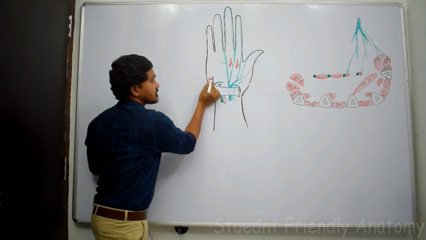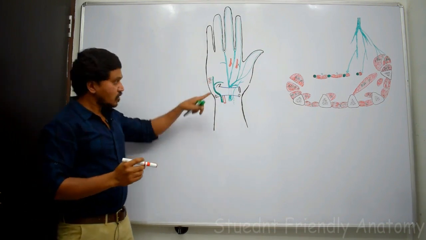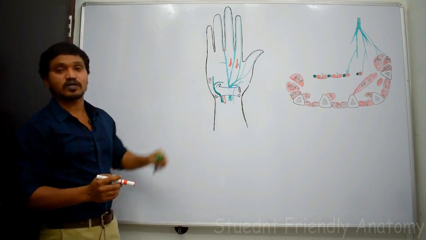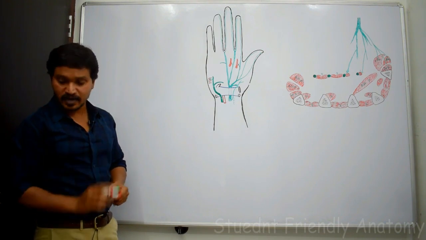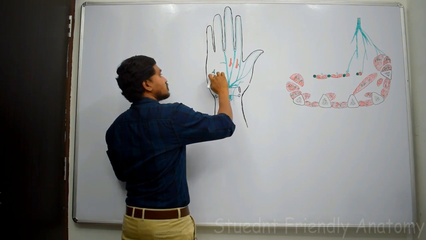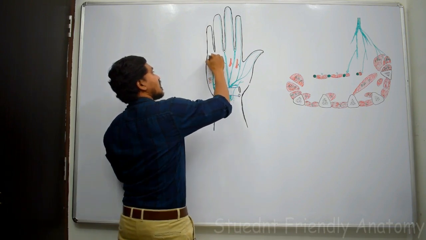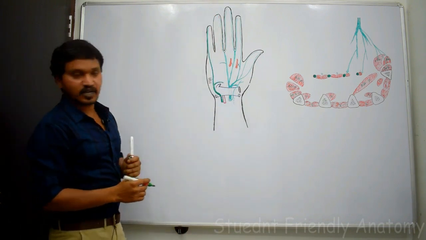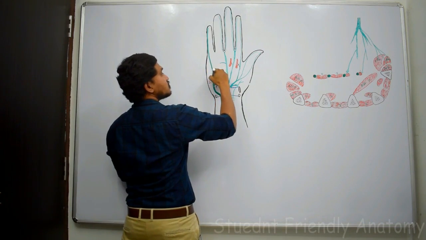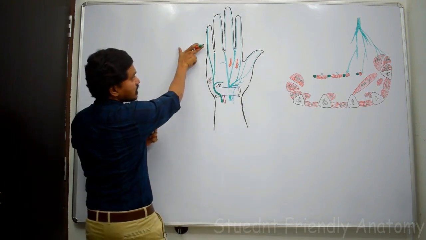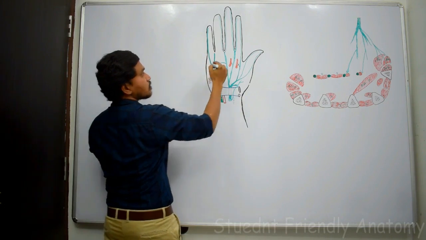Palmaris brevis. Right? So the superficial branch gives one muscular branch, and that muscular branch supplies the palmaris brevis muscle. After that, it divides into one proper digital branch. This proper digital branch passes along the ulnar side of the little finger, for supplying it. And it gives another branch, the common palmar digital nerve.